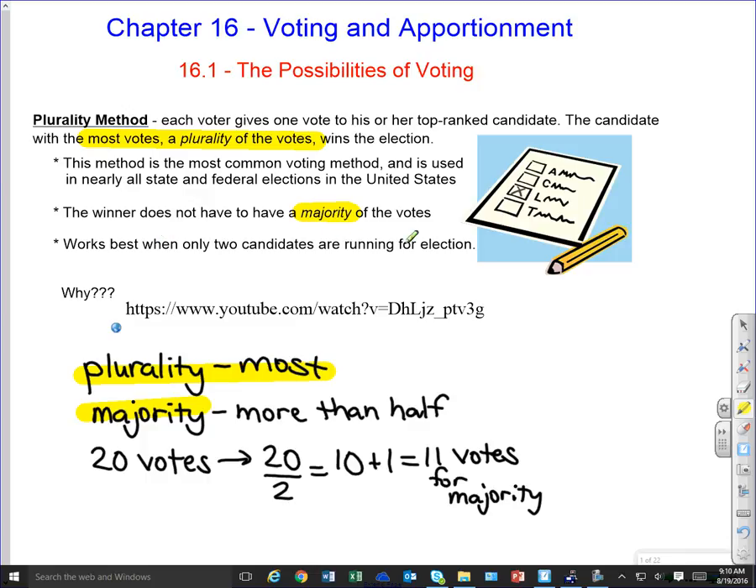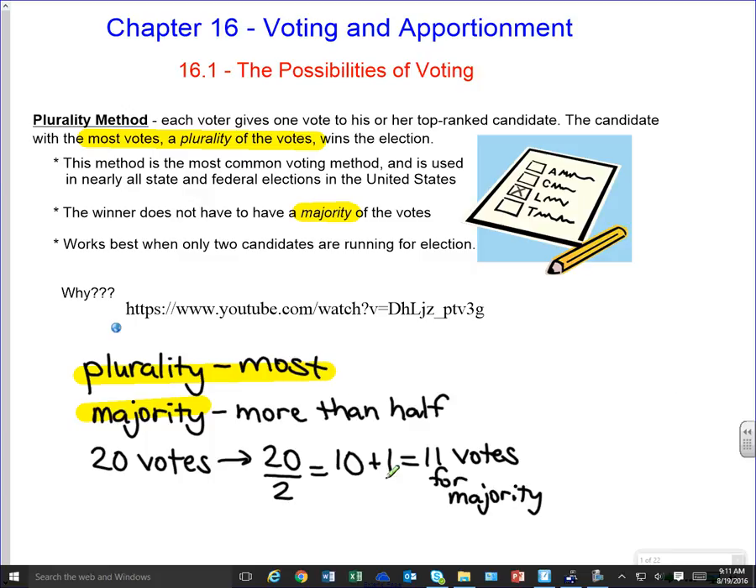Now, this works best when you only have two candidates running for the election, and then this says why. There's a little YouTube video if you'd like to watch that that kind of just goes through how the third or fourth candidate parties can cause some trouble in the election. And normally, we just stick with those two parties, and it kind of talks about why that would be. So that's something you can watch. That's just another thing I add, just kind of as interest for my students, and so you can kind of see how this applies in real life.